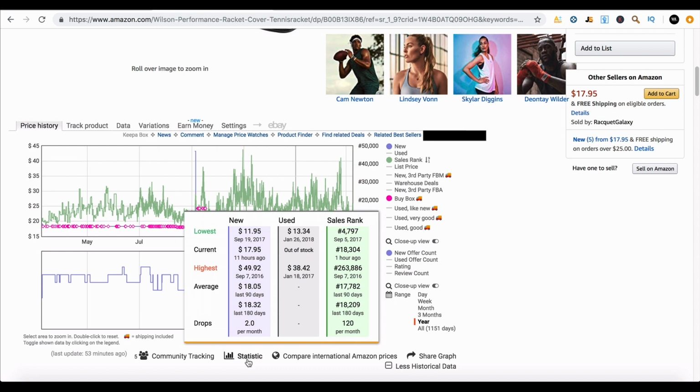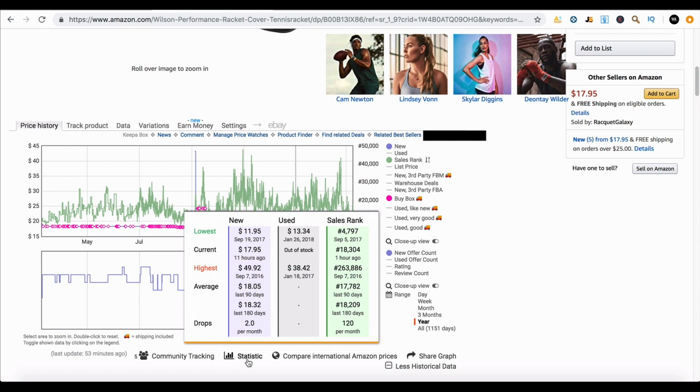The lowest sales rank, the current sales rank, and the average sales rank for the last 90 days and the last 180 days. So it goes back as far as 6 months with the sales rank. Now, it'll also tell you how many units it sells per month, but don't go off of this because it's not as accurate as the Jungle Scout estimator.